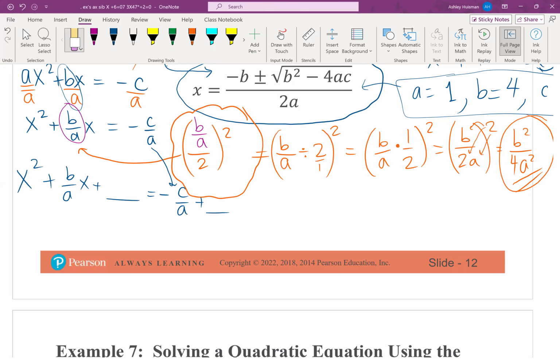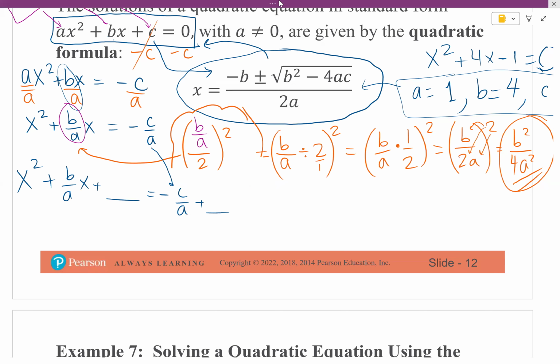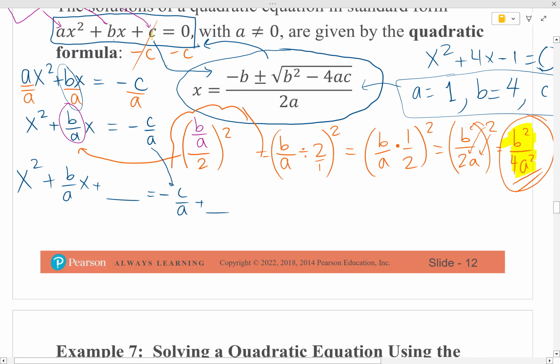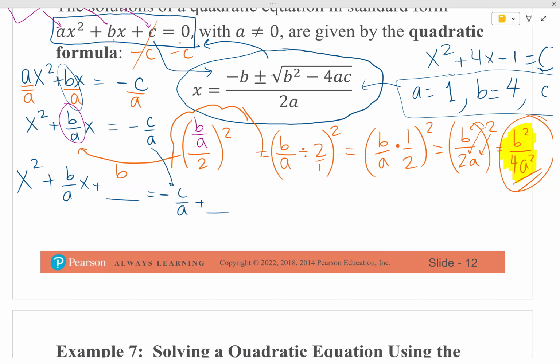This thing is kind of getting in the way here. There we go. All right. Now that number we just found, well, it doesn't look like a number, but I'm thinking of A and B are just some numbers. So B squared over 4A squared is just some number also. That has to be added to both sides of my equation. 4A squared, B squared over 4A squared.